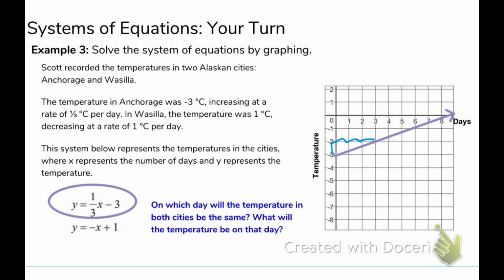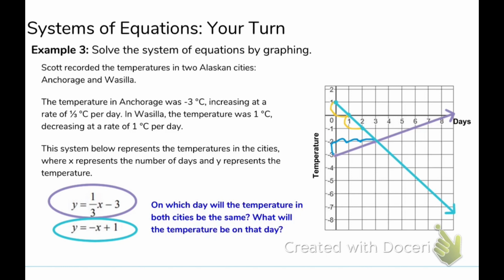Now we're going to do the second city, Wasilla, or however I pronounce it. Again, I'm sorry if I mispronounce it. And this one, I'm going to do in blue. So the initial value for this one is going to be 1. So I'm going to start at 1 on the y-axis. And my slope is -1/1, so that means I'm going down 1 and 1 to the right. And I repeat the process 2 times just to have several points. Now I'm going to connect them, and those are my 2 lines, okay?